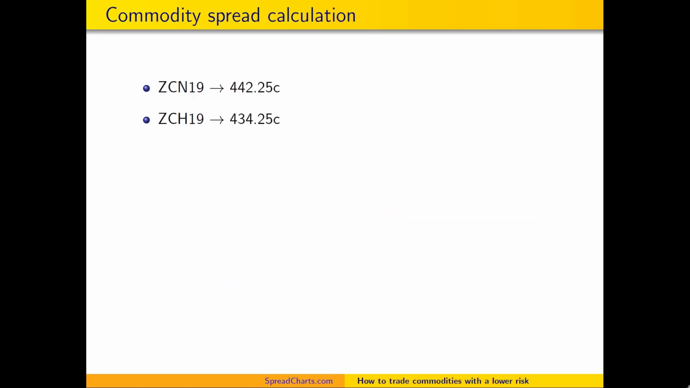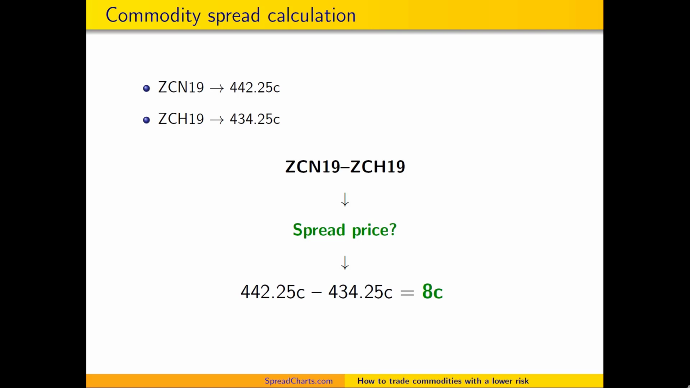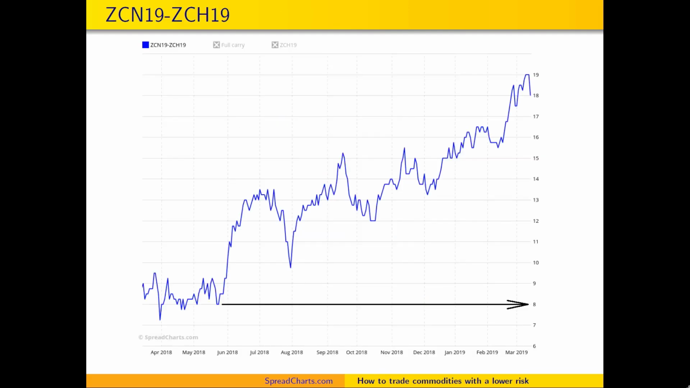For example, the July contract had two prices of 442.25 cents and the March 434.25 cents. As we said, the spread is just a difference between these two prices. So 442.25 cents minus 434.25 equals 8 cents. Here is the day on which we performed the calculation on the chart.